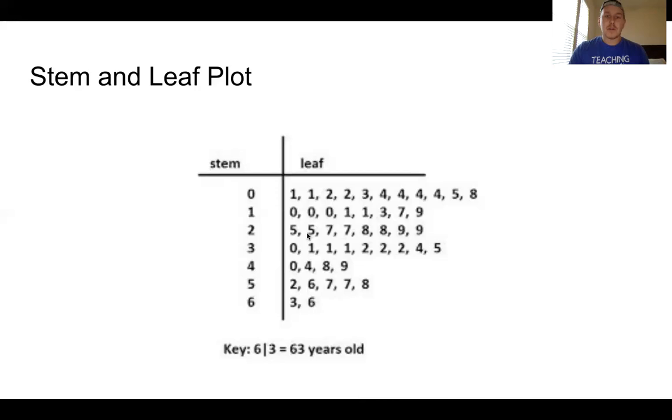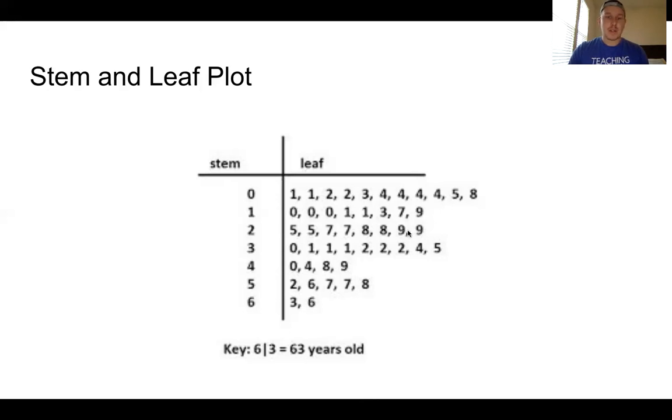Something you might also notice is there's numbers that are repeating. So that means there are 1, 2, 3 10-year-olds represented in the stem and leaf plot. There are 1, 2 57-year-olds represented in the stem and leaf plot. So when you make your stem and leaf plot, it is really important that you use those repeating numbers. You don't just put it once, okay?